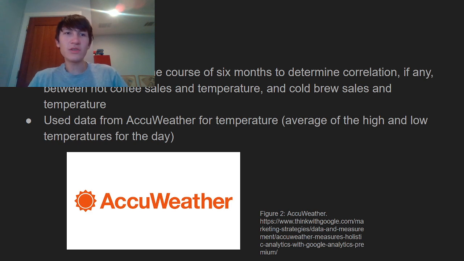So the data was collected over the course of 6 months of sales to determine the correlation, if any, between hot coffee sales and temperature and cold brew sales and temperature. The temperature data was collected from AccuWeather, a weather website that uses data from the National Weather Service to provide temperatures, and it logs the temperature for every day. An average of the high and low temperatures of the day was collected from that website.